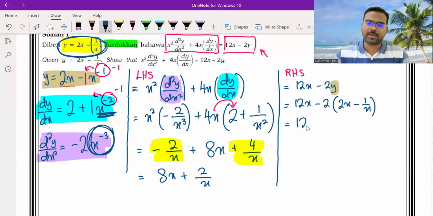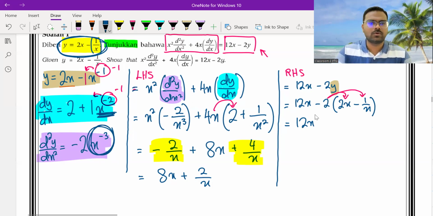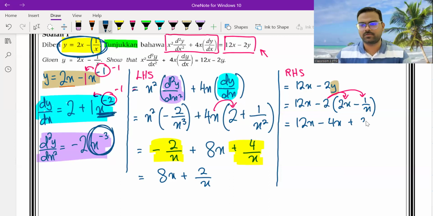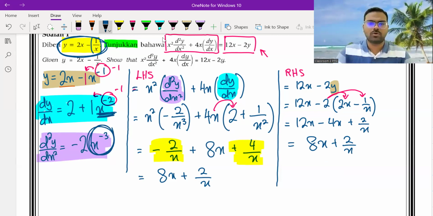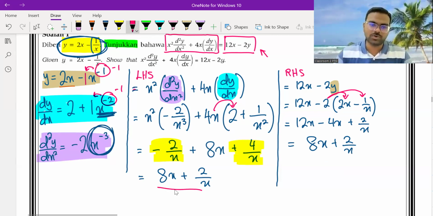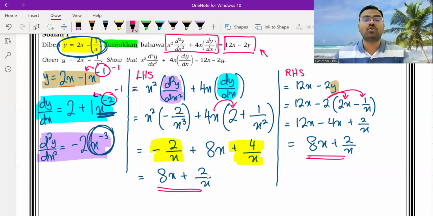Okay, we expand. 12x. We expand. We gonna get minus 4x plus 2 over x. And 12x minus 4x is 8x plus 2 over x. Oh my goodness. Now you can see these two part. Left hand side pun kita dapat 8x plus 2 over x. Right hand side pun kita dapat 8x plus 2 over x.